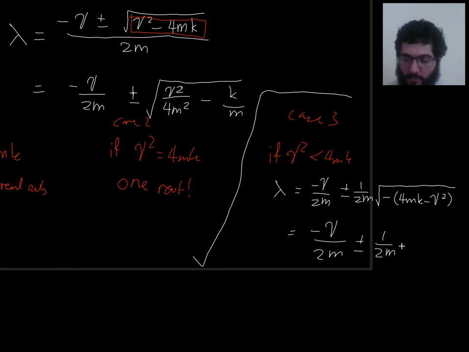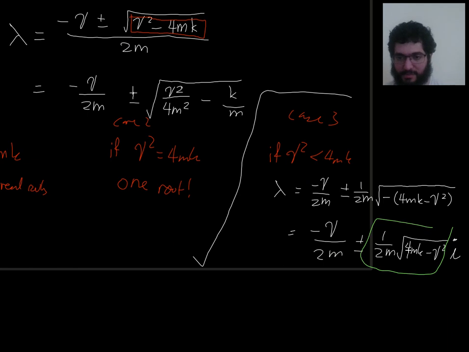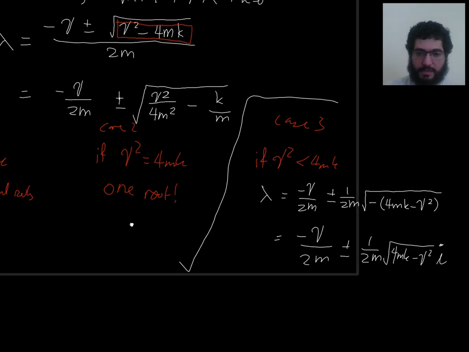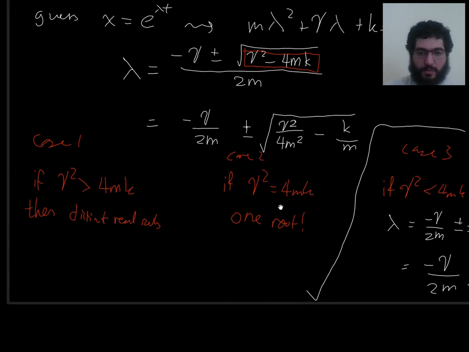So I could rewrite this like so, pulling out a square root of negative 1, so pulling out an i. And then here I have the square root of a strictly positive number, 4mk minus gamma squared. So you see I've got this real part, and this, let me circle it in a color, is the imaginary part. Both are real numbers, as they should be, because we've got the square root of a strictly positive number. So this is what we'll have to deal with in case 3. But let's first look at the easy cases, case 1 and 2.